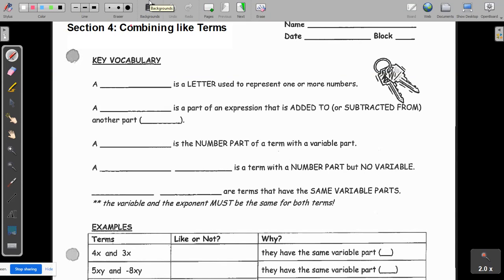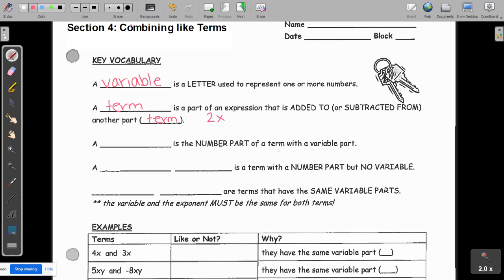Today, we're going to be looking at combining like terms. So let's look at some key vocabulary terms. So a variable is a letter used to represent one or more numbers. A term is a part of an expression that is added to or subtracted from another term.